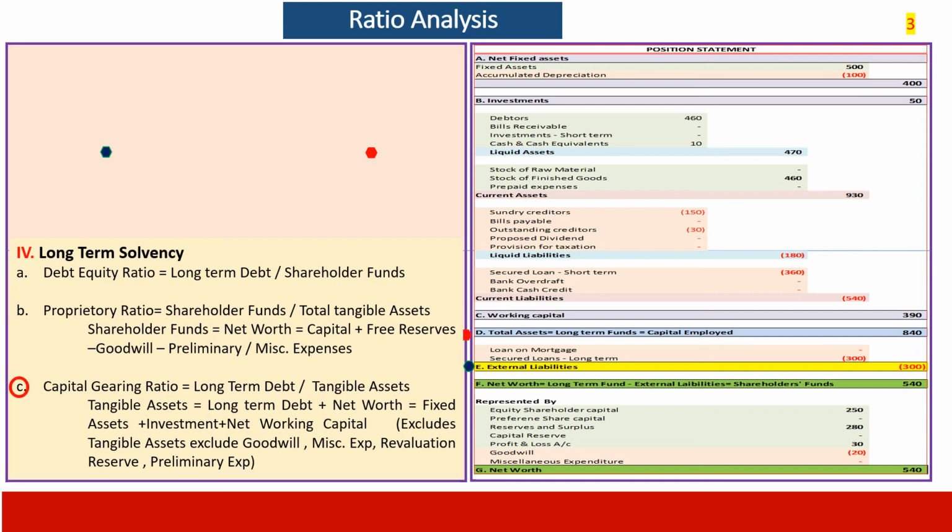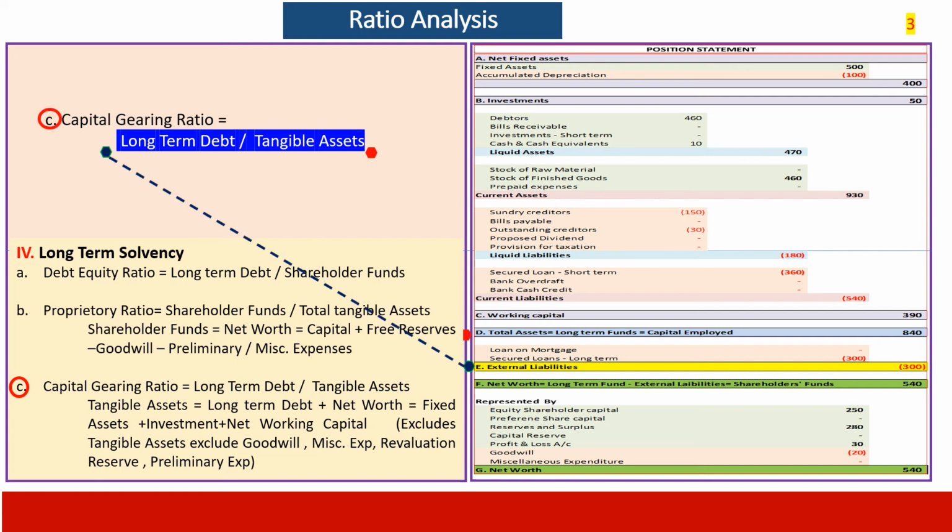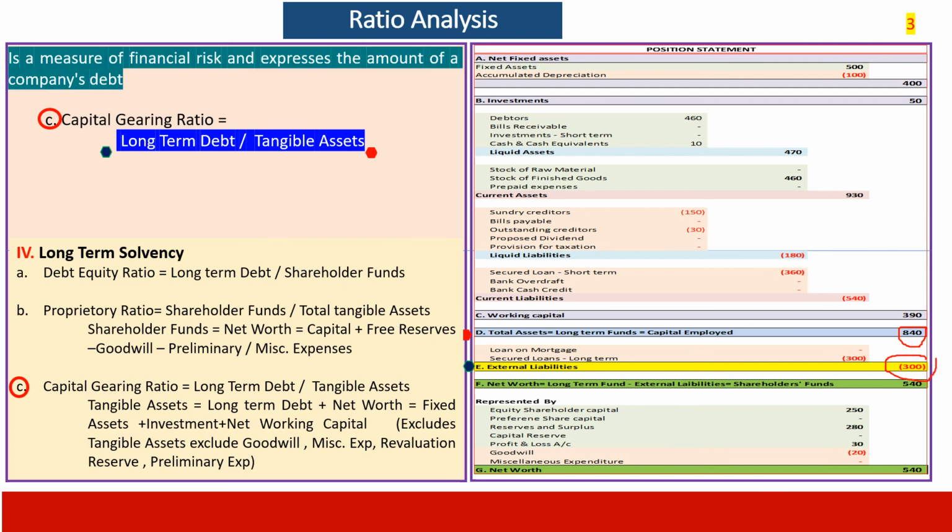Tangible assets. The third one is capital gearing. Long-term debt divided by tangible assets. Capital gearing, once again, is how much you have borrowed against your assets. Your total assets are 840. You have borrowed 300. Long-term debt divided by tangible assets. It's a measure of financial risk. The more you borrow, the more risk you have of repayment of principal and payment of interest unless the business is able to generate that amount.